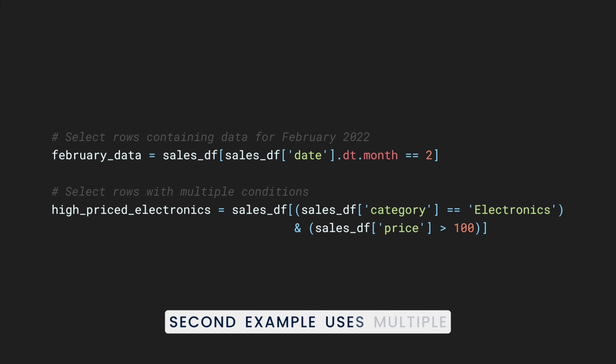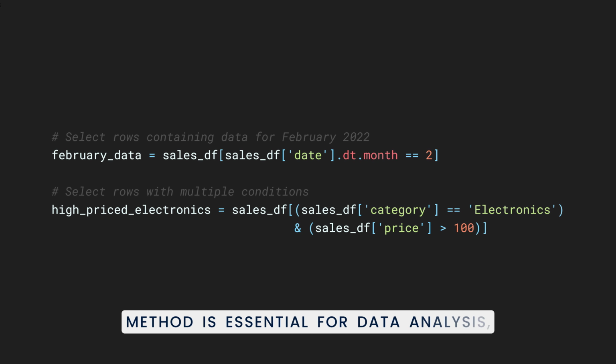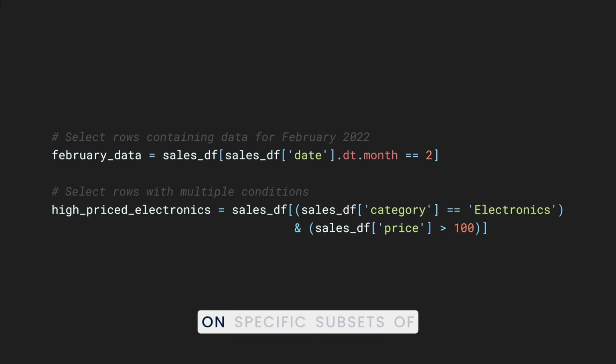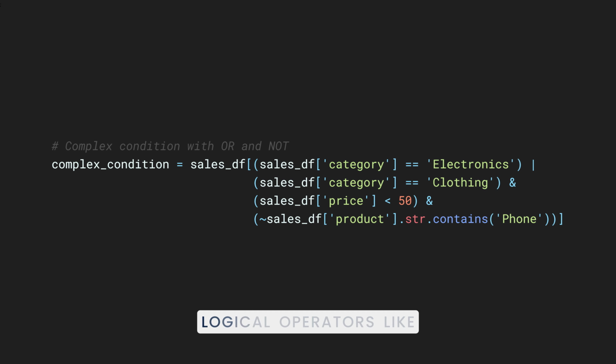The second example uses multiple conditions combined with the and operator to select rows where the category is electronics, and the price is greater than 100. This method is essential for data analysis, as it enables you to focus on specific subsets of your data that meet certain criteria. Similarly, you can use other logical operators like or and not to create more complex conditions.